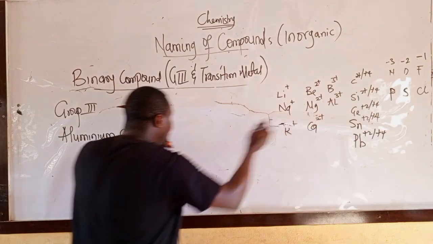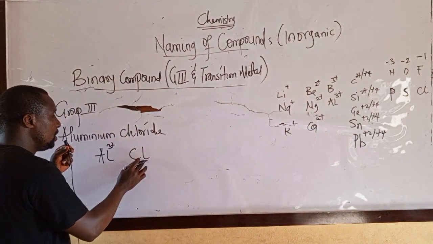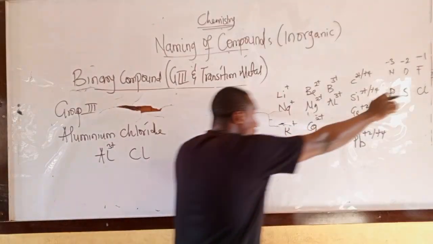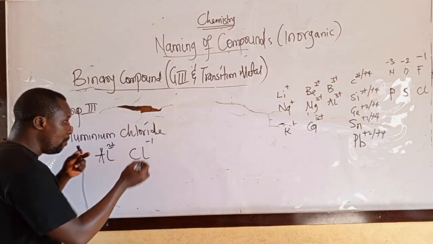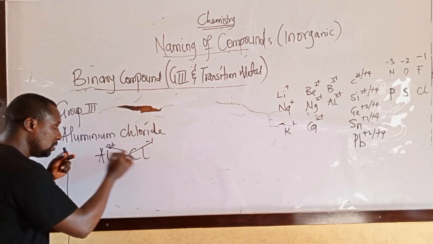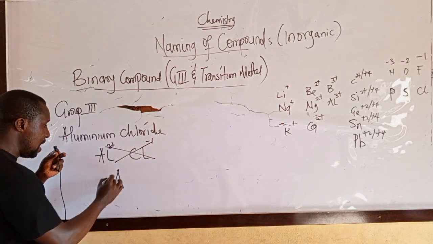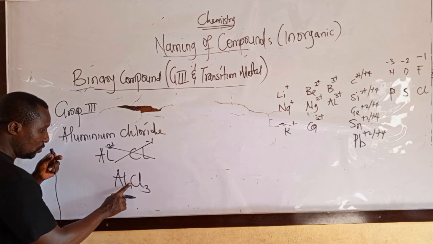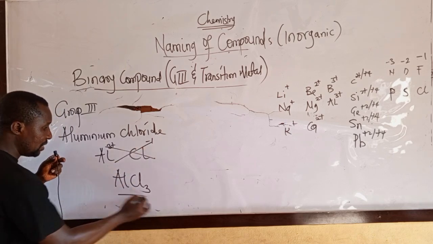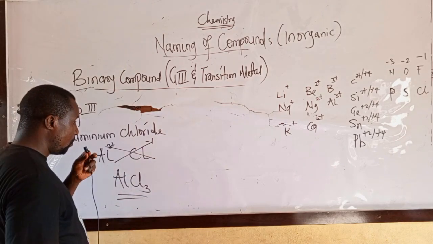And what is the oxidation number? +3. Chlorine is group 7. The oxidation number is -1. Then valency, combining power. This comes here, this goes there. You have Al1, Cl3. Since it is 1, there's no need to write 1. That means the chemical formula of aluminium chloride is AlCl3.